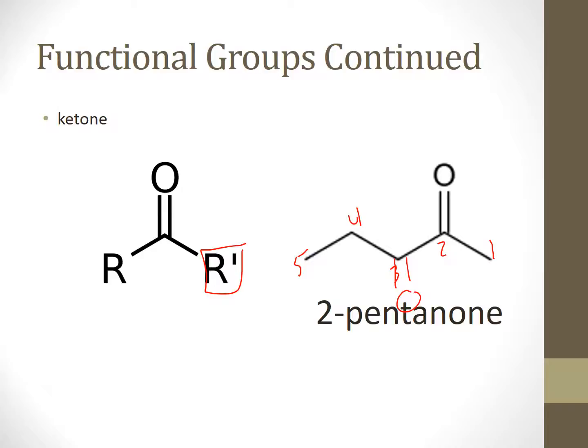Now there cannot be a 1-pentanone, because if it's a 1-pentanone, then it would simply not be a ketone anymore. It would go back to the aldehyde, because then the carbonyl carbon would be the one directly adjacent to the hydrogen.